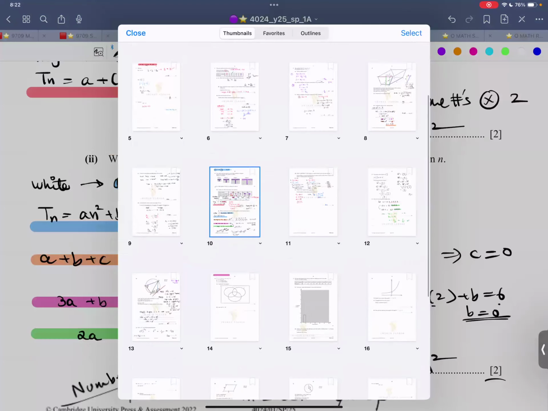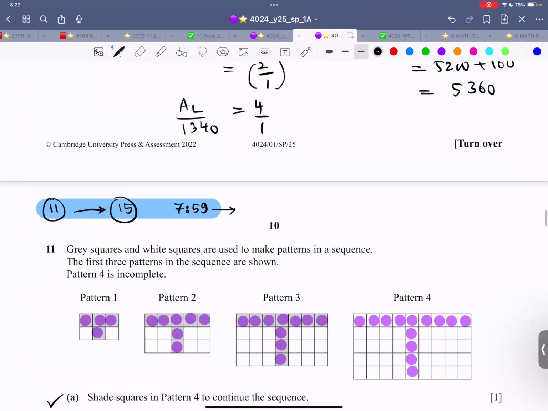So hold for a second. We started off here. We went into a lot of detail. 8:22, that is this.